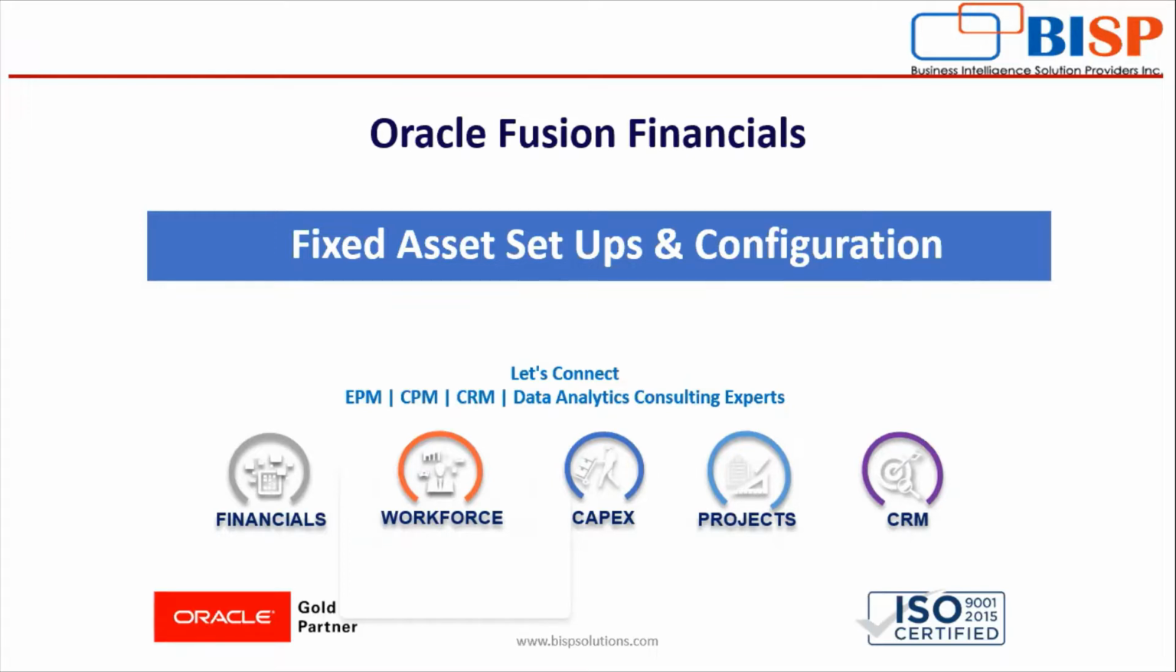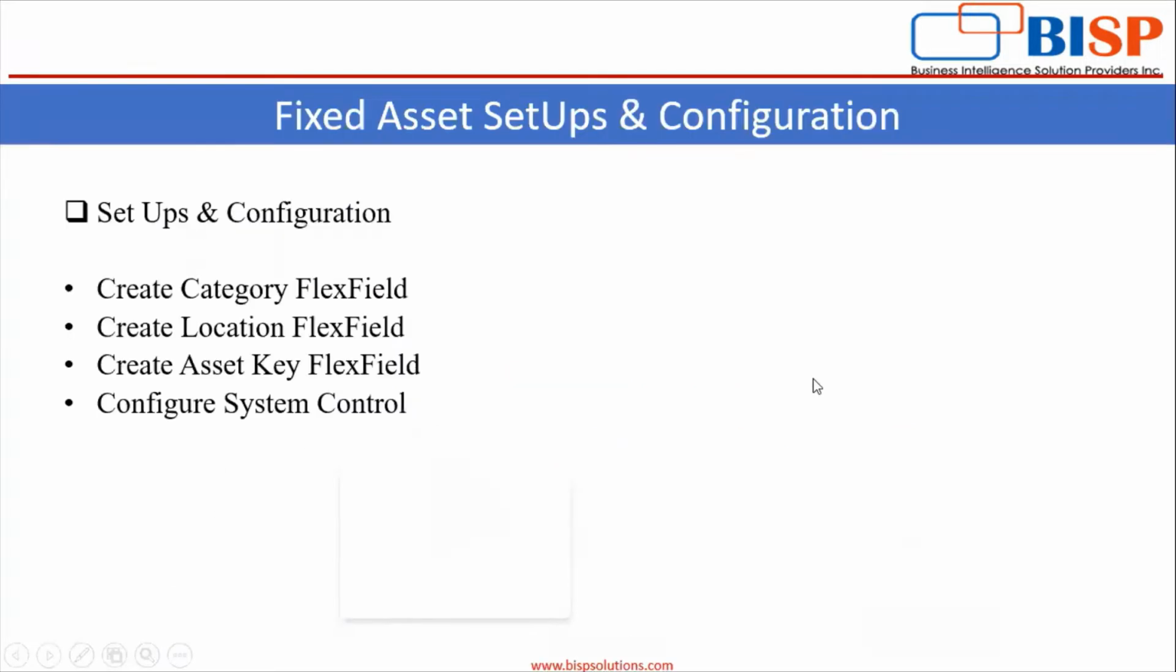So in today's video, we are going to discuss the setups and the configuration that are required in fixed asset Oracle Fusion. So let's start. These are the following setups and the configuration that are required in fixed asset Oracle Fusion. We have to create category flex field, location flex field, and asset key flex field. And then we have to configure system control.